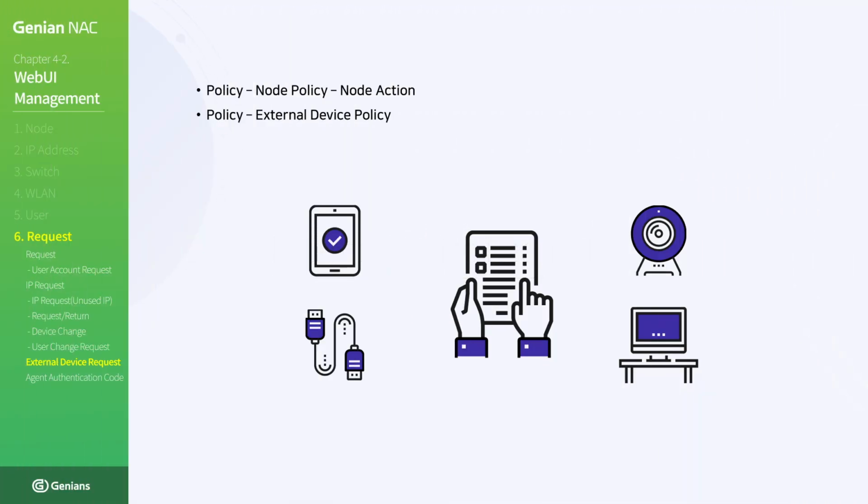The external device request is used to request the use of blocked devices when device control policies are in place. To enable and configure this feature, detailed settings must be made in the following menus: Policy, Node Action, Policy, External Device Policy.